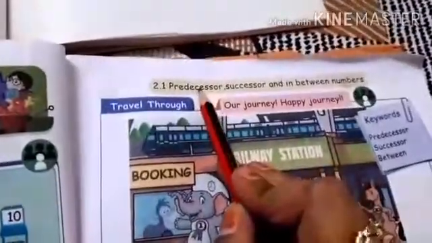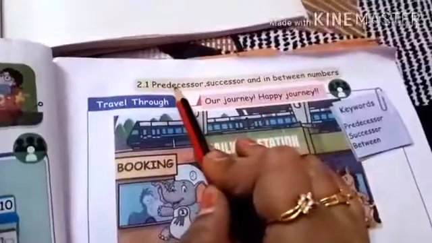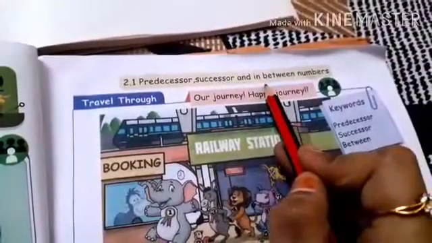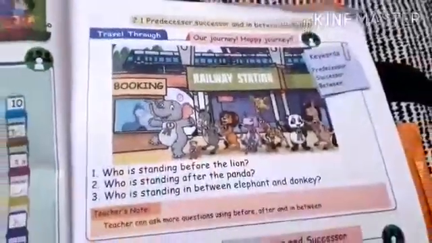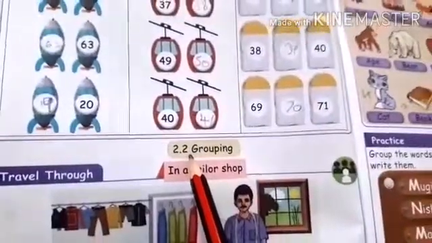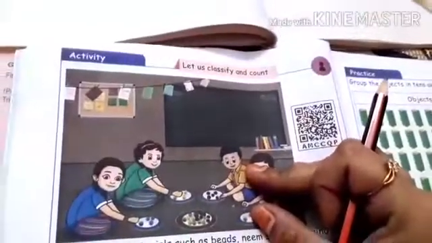So far we have seen what predecessor, successor and in between. Predecessor means before, successor means after, then in between means center. Okay. Next what we have seen? Grouping. So grouping we have seen. So students, please practice this in your home. Okay. Get well in that.